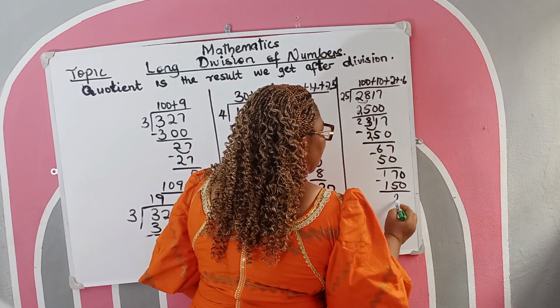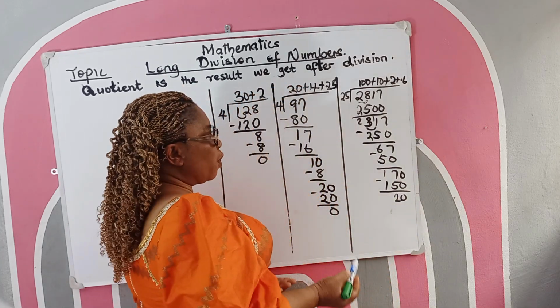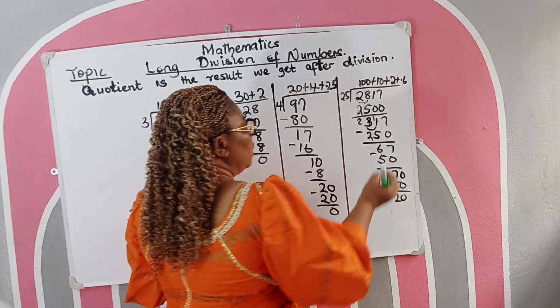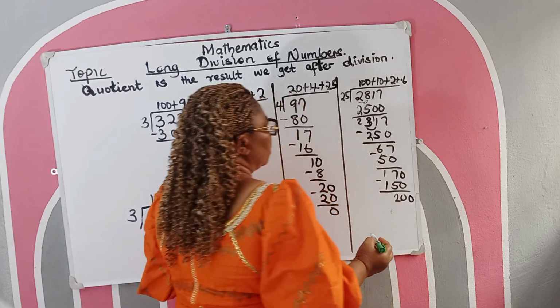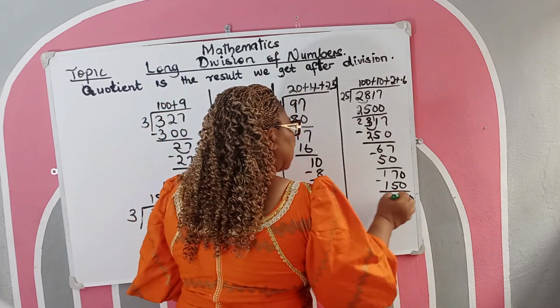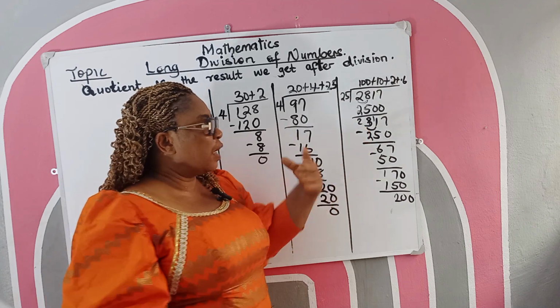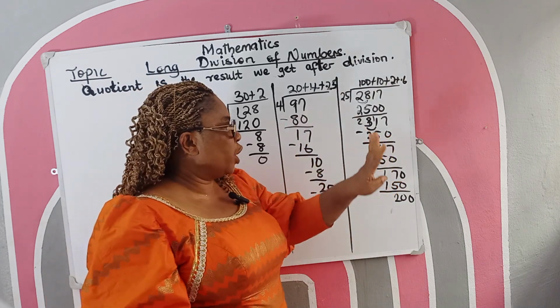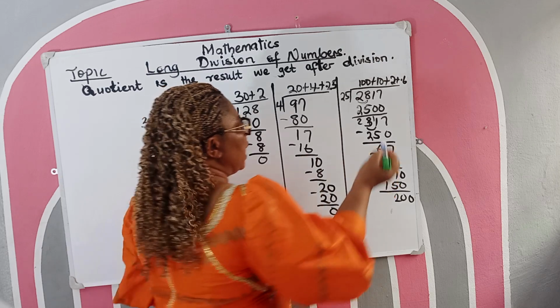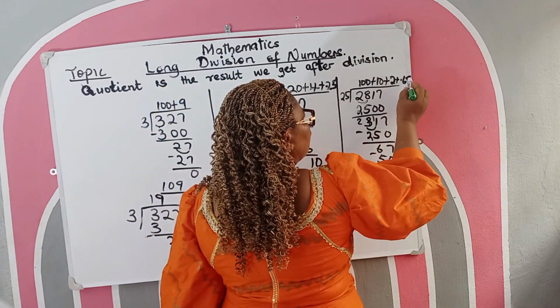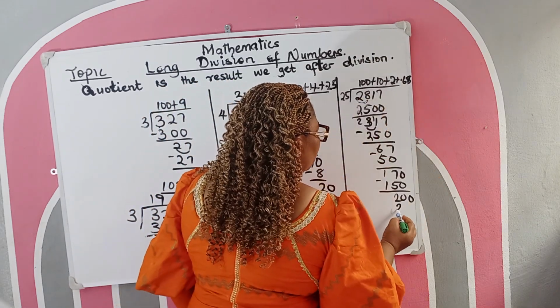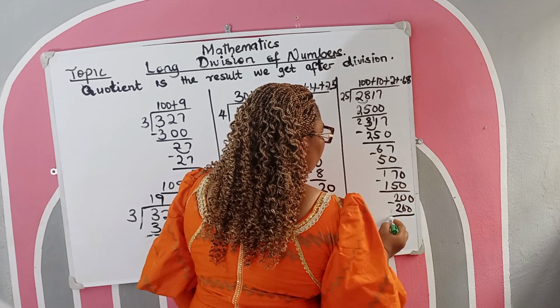When I subtract, I have 20. It cannot go because it's smaller. So I add my 0. How many 25s can I get in 200? I know that in 100, I have 4. In another 100, I have 4. So in 200, I'll be having 8. Okay, 8. 25 times 8 will give us 200. When I subtract, I have 0.